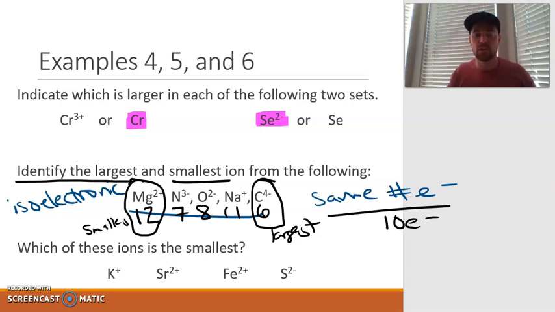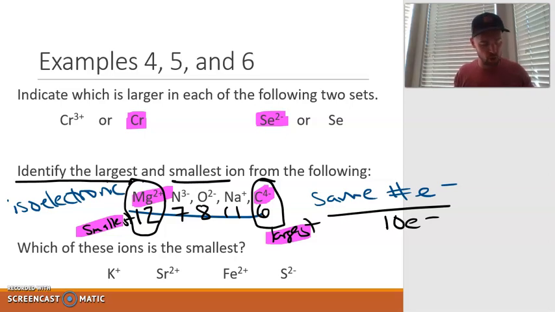If you remember, there was a little trick that I taught you. The most positive ion out of all of them that are isoelectronic is going to be the smallest. And the one that's most negative out of the isoelectronic series will be the largest. Finally, example 6. Which of these ions is the smallest?